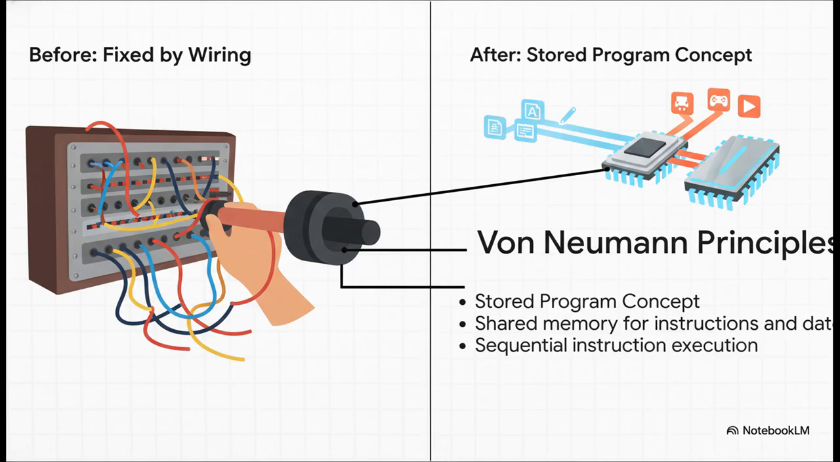See, before this, a machine's job was literally hardwired into it. If you wanted to change what it did, you had to physically rewire the whole thing. But with a stored program, the computer becomes this incredible general-purpose device. You can change it from a word processor into a video game just by loading a different program into its memory. It's a total game changer.